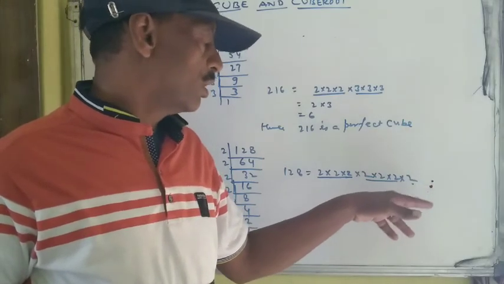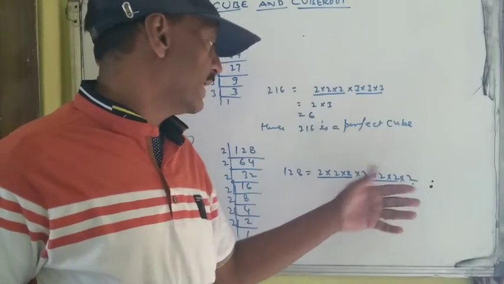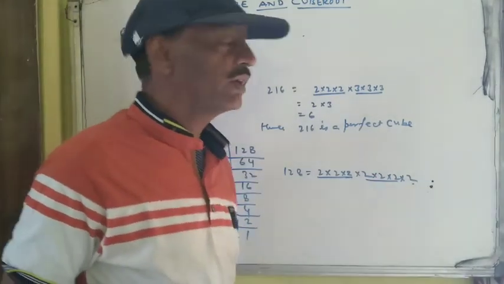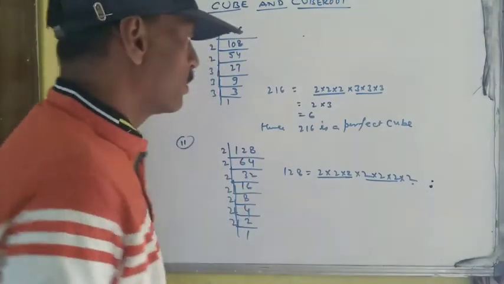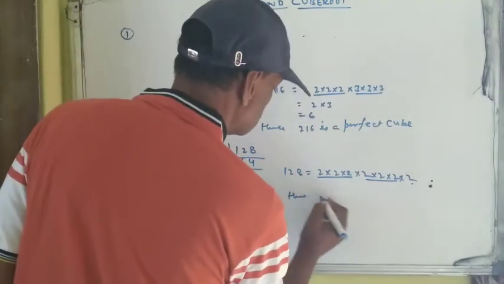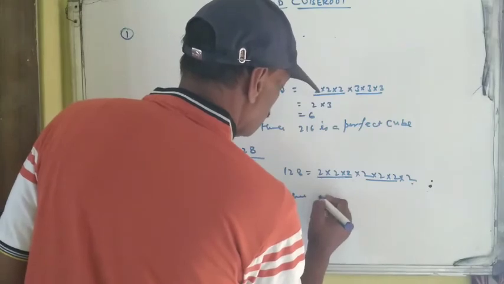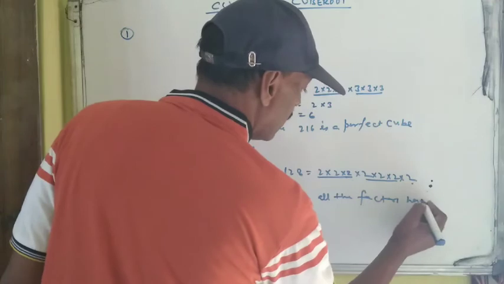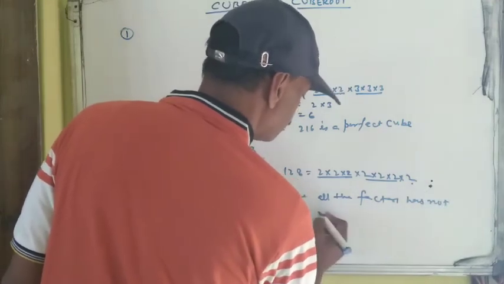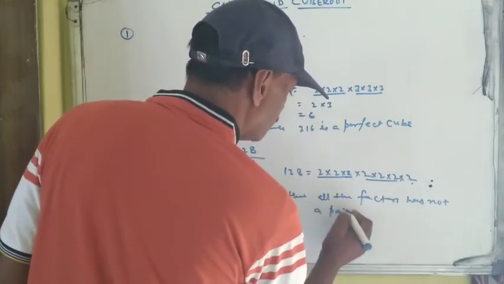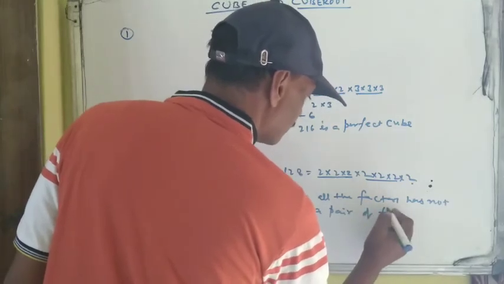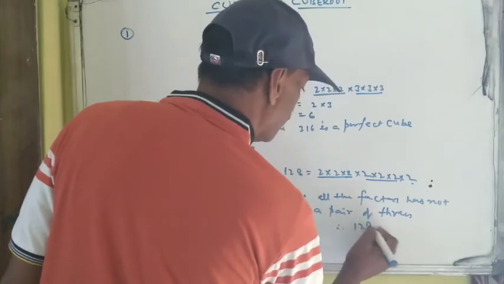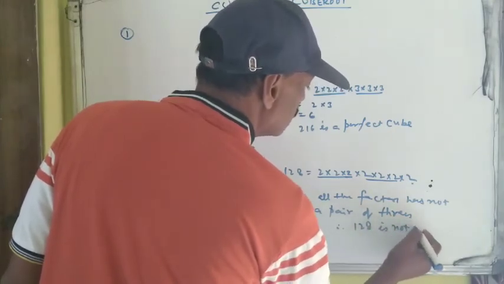If this extra 2 was not here, then it would be a perfect cube, but since the extra 2 is there, it is not a perfect cube. So here all the factors do not form complete groups of 3, therefore 128 is not a perfect cube.